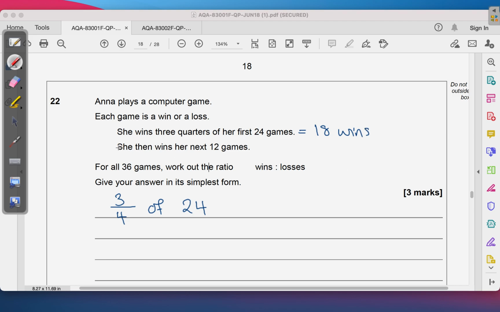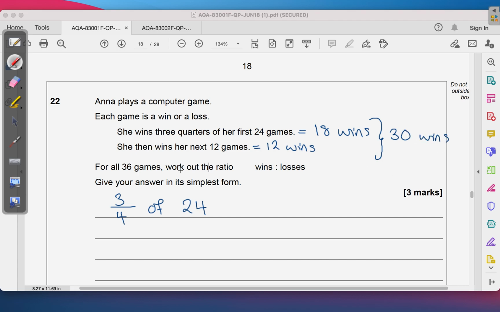And then it tells us she wins the next 12 games. That's pretty straightforward. 12 wins. So to work out the total number of wins, I'm just going to add these together. So 12 plus 18 gives us 30 wins.